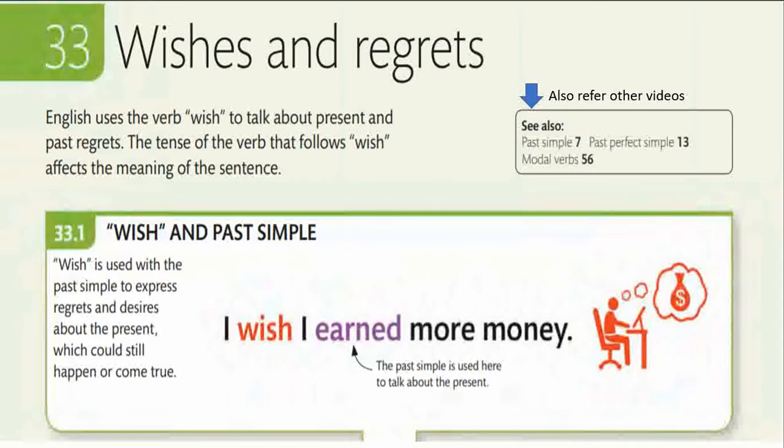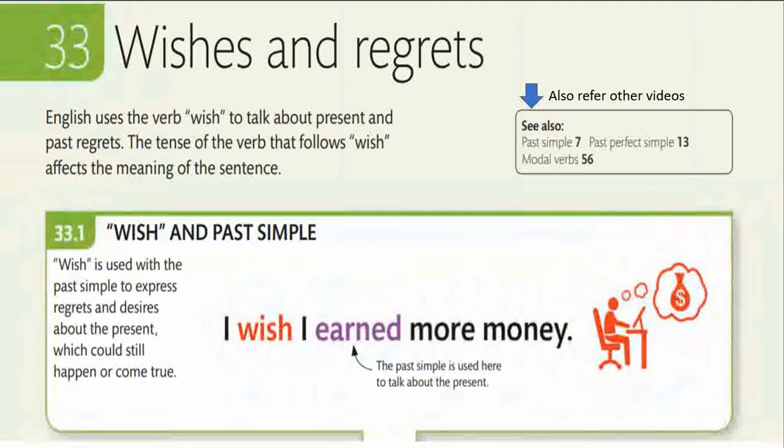Now, wishes and regrets. We are going to study two things. One is wishes: wishes in the present with past regrets, and wishes in the present with the present time zone. You are expressing something, and then we'll go to regrets. There are different expressions for regrets.